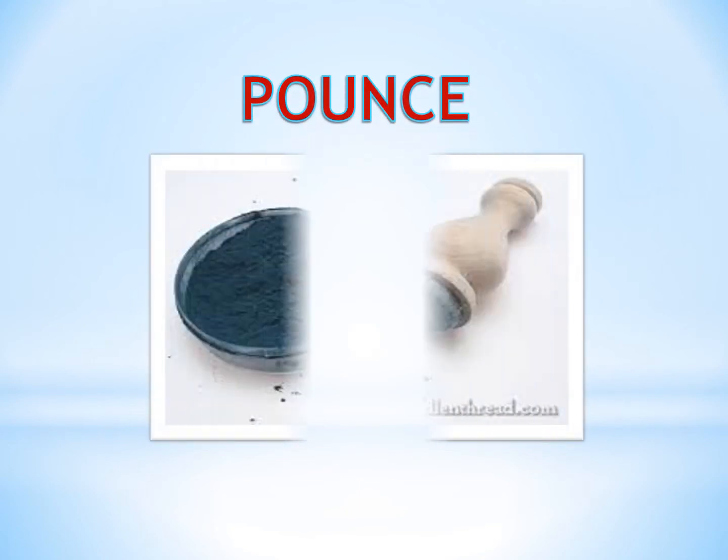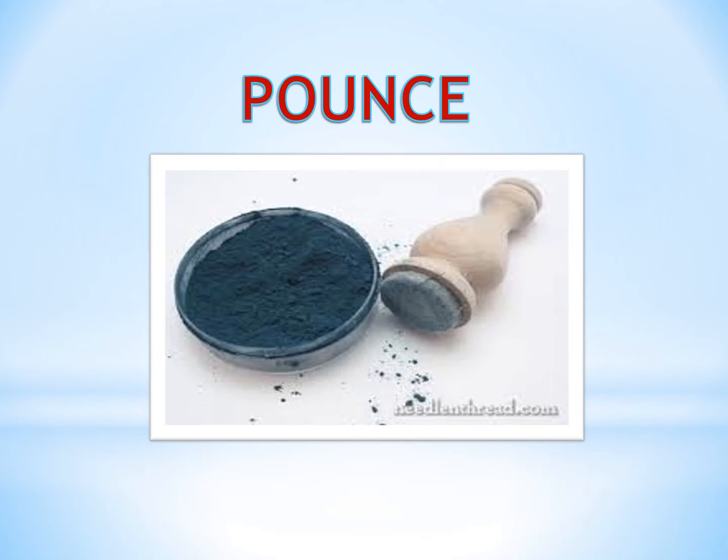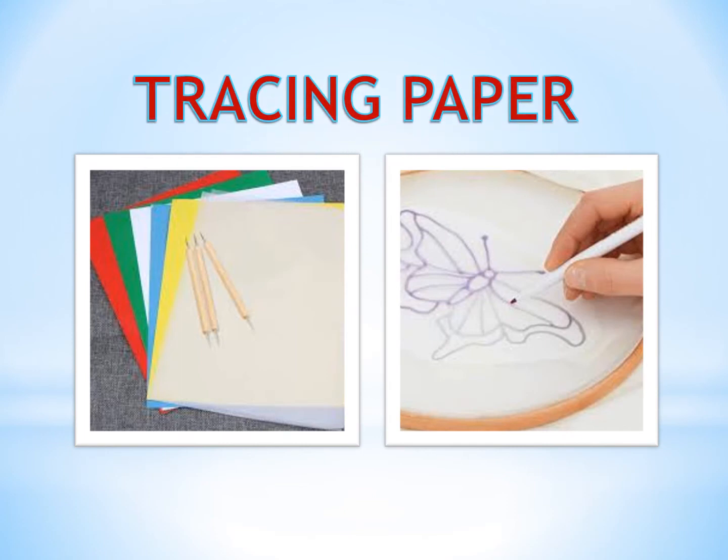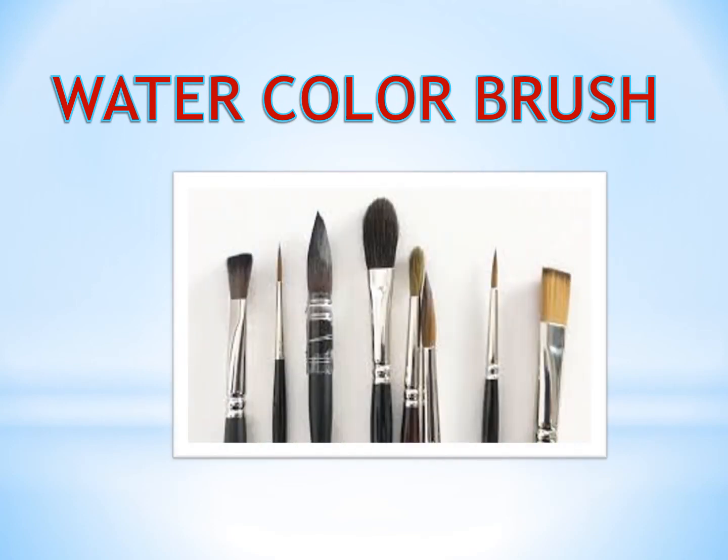Pounce. A fine powder for making stenciled patterns. Tracing paper. A thin paper containing a clothing pattern to be transferred to fabric as through carbon paper by tracing. Watercolor brush. Used to transfer the design in pricking and pouncing method.